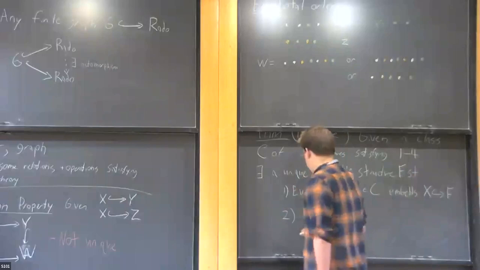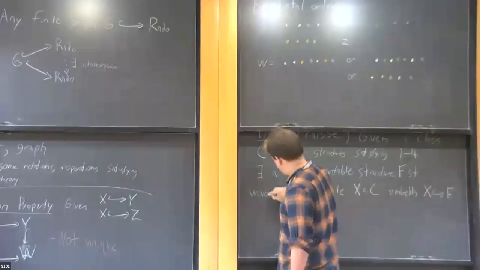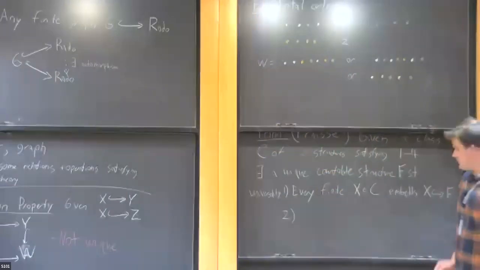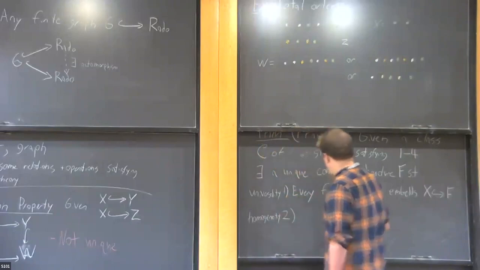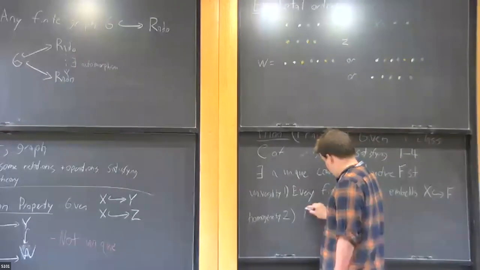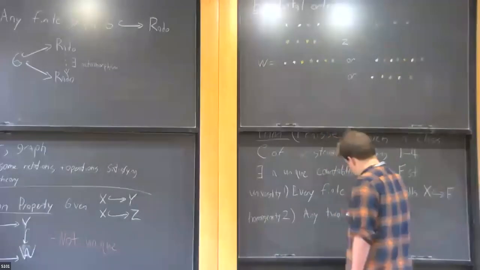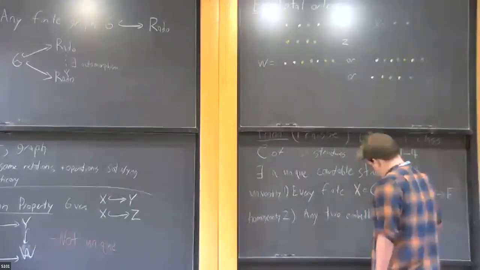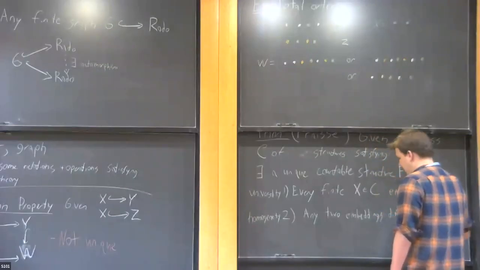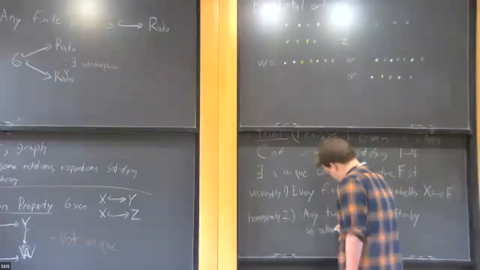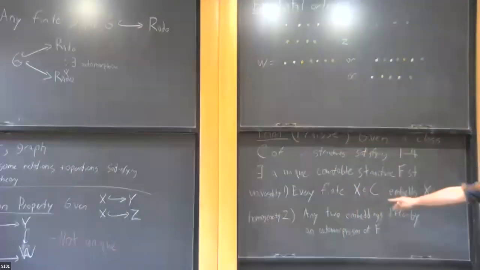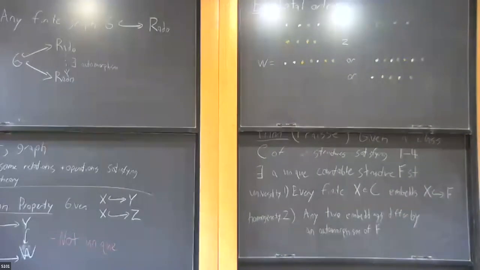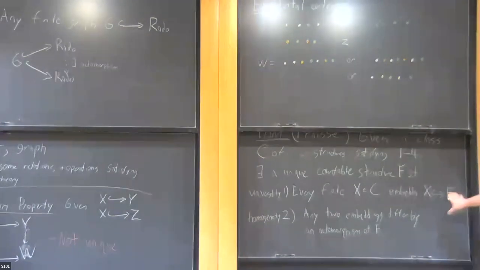And two. This first property we'll call universality, meaning it contains all the finite structures. The second property is homogeneity, that any two embeddings, again of a finite substructure, will differ by an automorphism. Okay? And so these are exactly the properties of the Rado graph and the rational numbers.